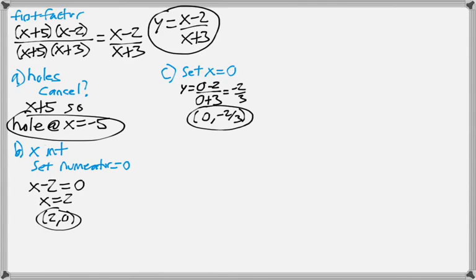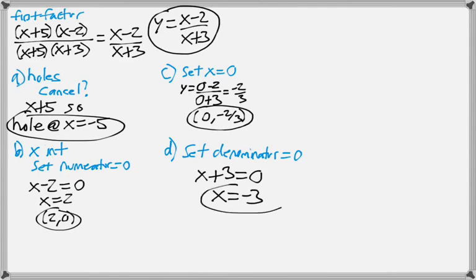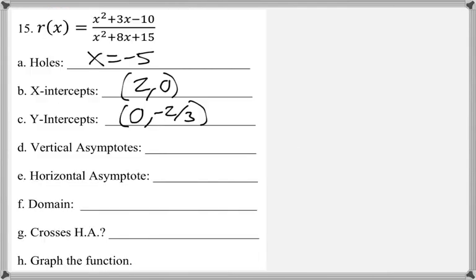So next up we are finding the vertical asymptotes. So to do that, I want to set the denominator equal to 0. So this will be x plus 3 is equal to 0. Again, note I'm referring to the new version of the function. So x is going to be equal to negative 3. That is going to be my vertical asymptote.